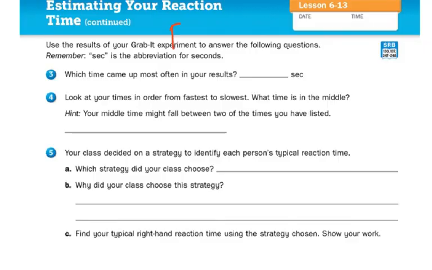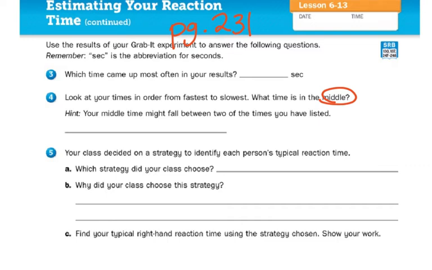Then continuing on page 231, it says use the results of your Grab It experiment to answer the following questions. Remember, SEC is the abbreviation for seconds. So which time came up most often in your results? Number 4, look at the times in order from fastest to slowest. What time is in the middle? Hint, your middle might fall between 2 times you have listed.